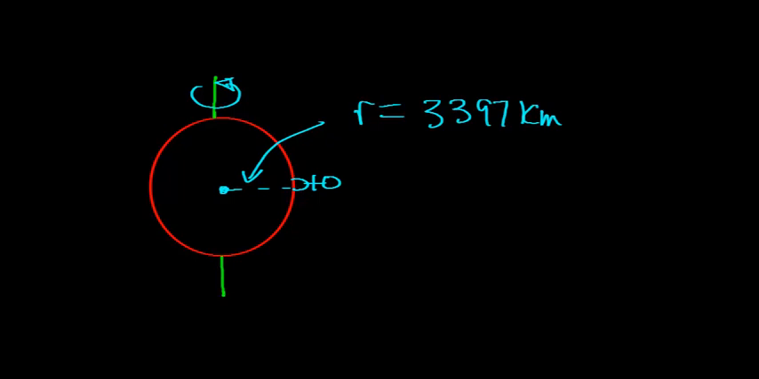Now the other bit of information that I need to know is how long it takes for Mars to rotate on its axis once. And in this case, you can look it up and you can see that Mars rotates on its axis once every 24.6 hours.